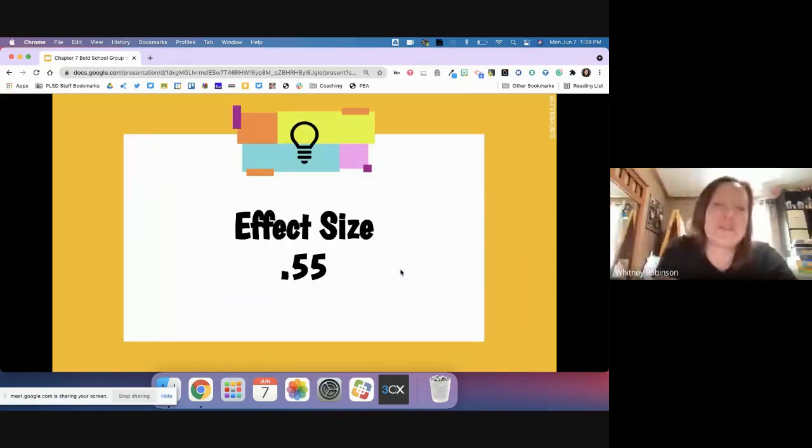All right, so the effect size of this strategy is a 0.55, which actually puts it in the moderate range. So it has the potential to accelerate student achievement, but I would also like to note that a 0.6 is like the next range. So it's pretty darn awesome and almost up to the next level, just so you know.